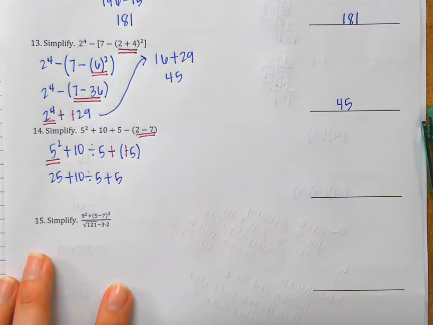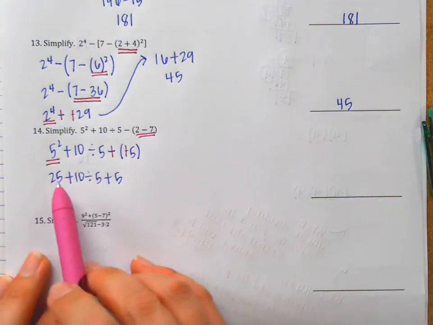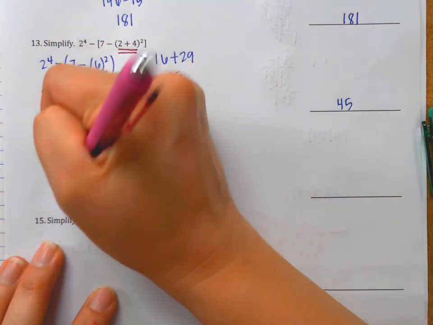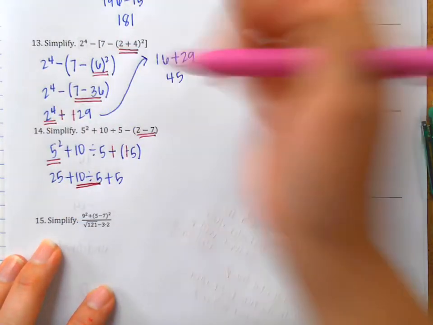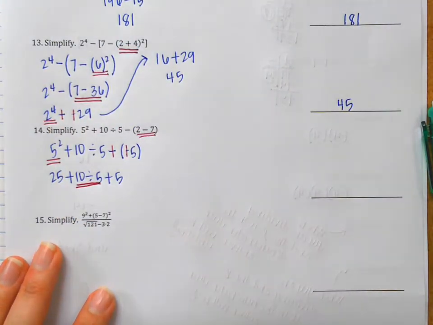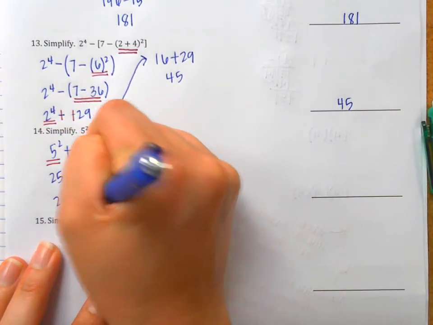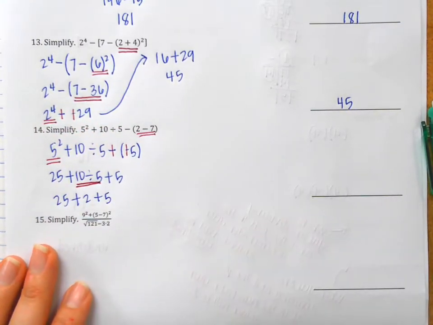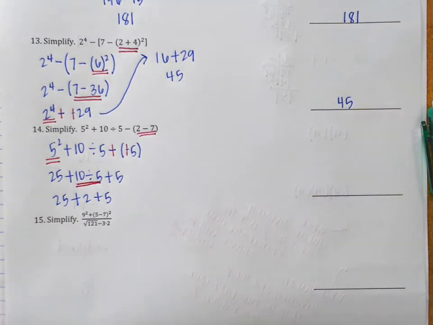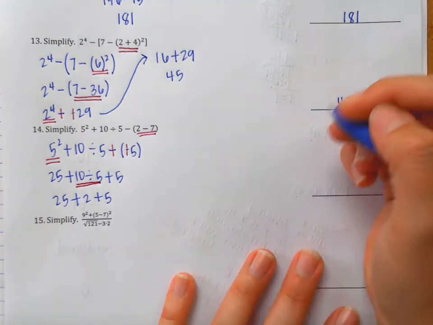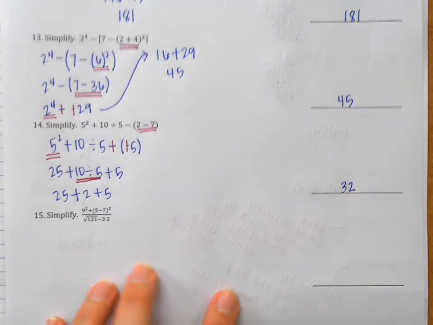Now I'm going to multiply and divide from left to right. So I'm looking, there's my division. So I need to do 10 divided by 5 first. 10 divided by 5 is 2. And now I can just add those together. 25 plus 2 plus 5 is 32. And that's it.